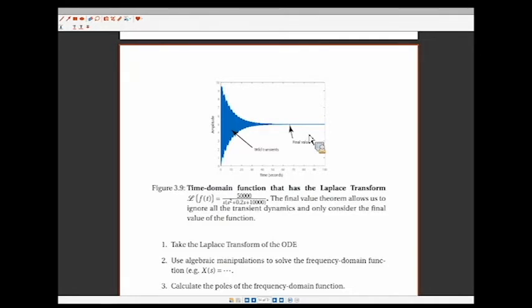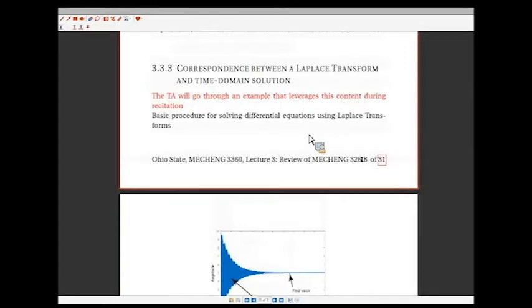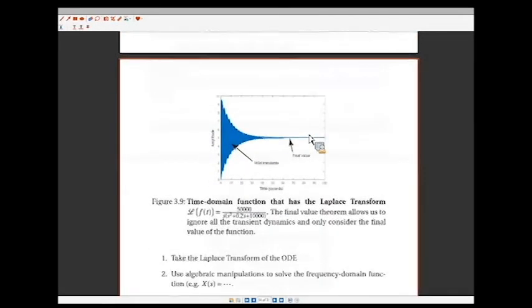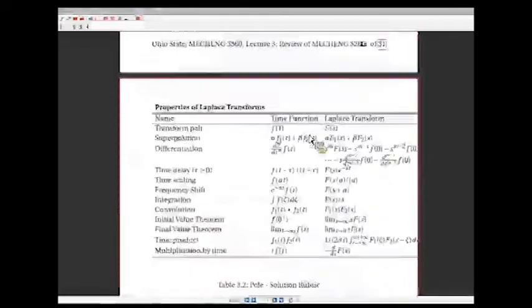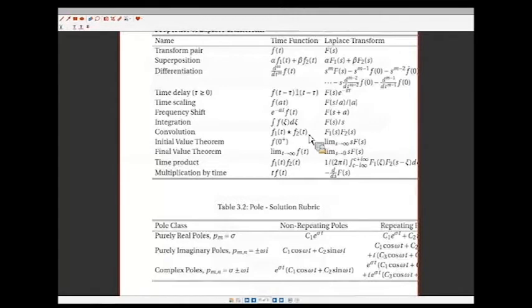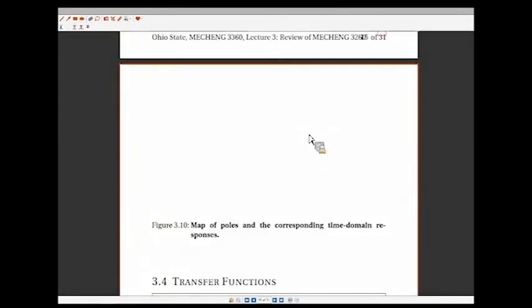The very last thing I wanted to go through is this correspondence between a Laplace transform and time domain solution. I am going to be gone on Monday because of a personal reason, and Instructor Lake is going to be teaching the class on Monday. When I get back, I'll revisit this again because I think it's very important.